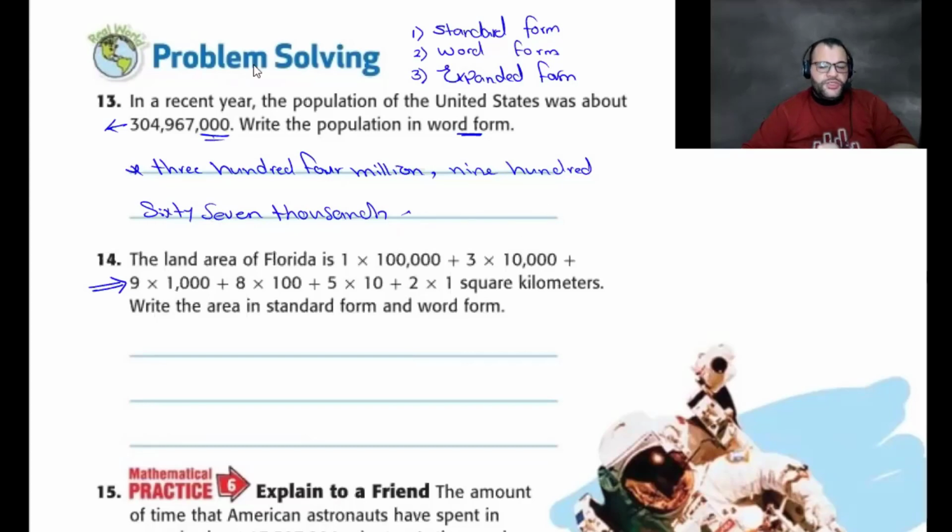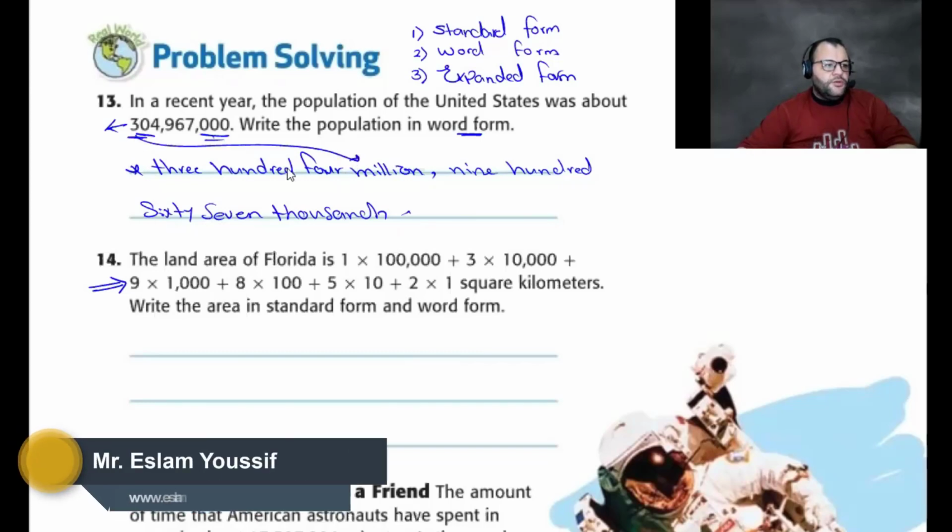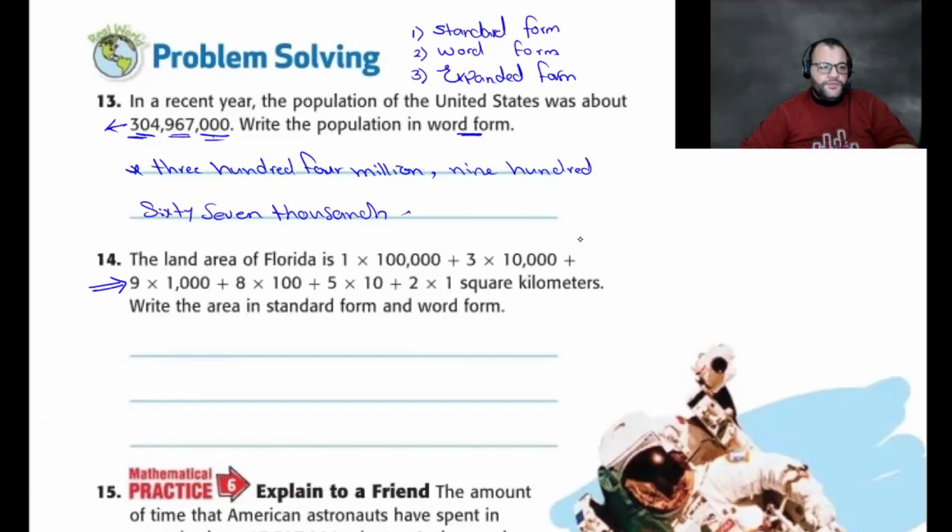So you understand how we can convert the number? Just read the number, then write the name of the family, or the name of the period. This period is the million period. This period is the 1,000 period. Okay? Any problem for this one?